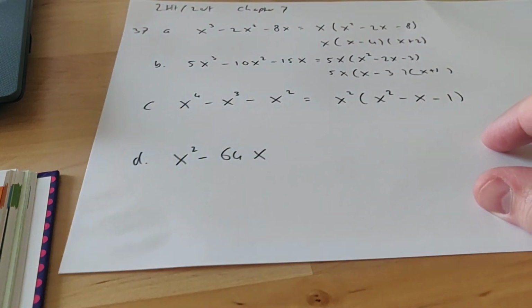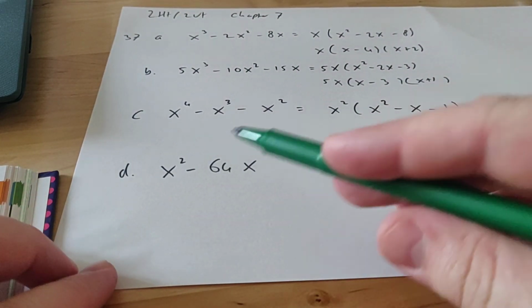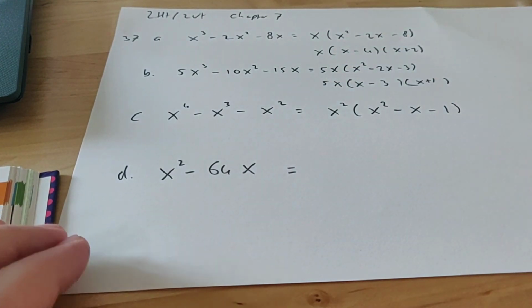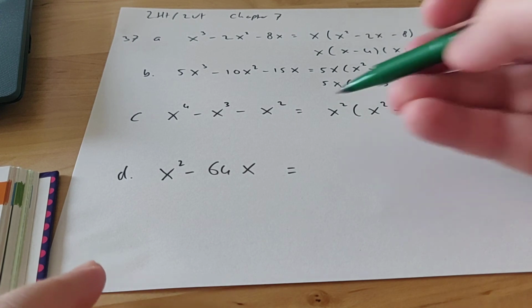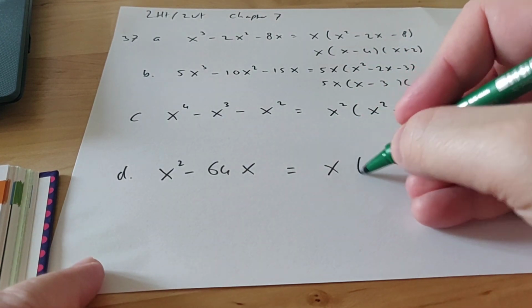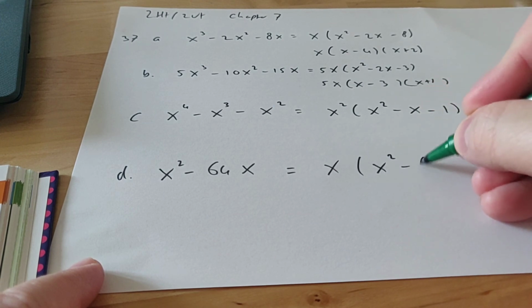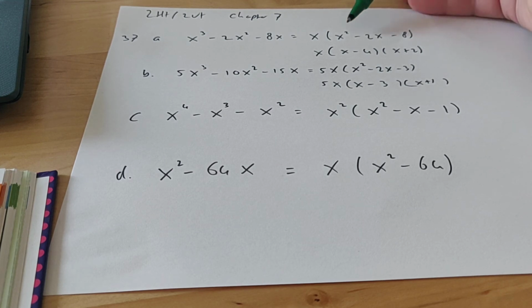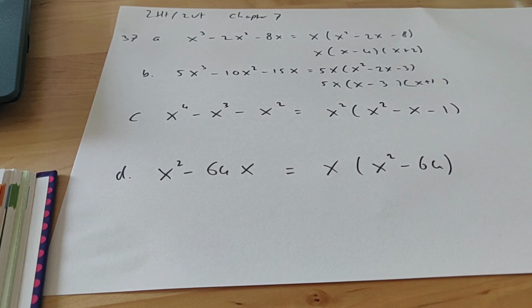Moving on to the last one, we have D. Here you see x squared minus 64x. So first we're going to put something in front of the brackets, and that's x, because x squared and 64x can both be divided by x. And then here you have x squared minus 64. So here you cannot use the product sum method, because for the product sum method you need three different things. Now here you have to use something else.